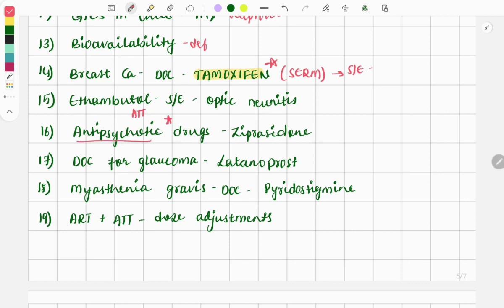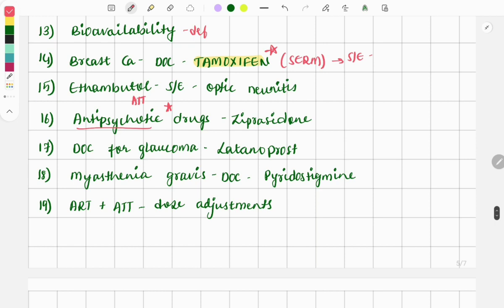Every year there are questions on this, either on the side effects or their classification, which is typical and which is atypical, and this question can be asked integrated with psychiatry also. So the question was asked on ziprasidone, the least common side effect of this. It causes the least weight gain among the antipsychotics, as antipsychotics have a property of increasing extrapyramidal side effects, and they also increase weight. But ziprasidone does not cause weight gain.